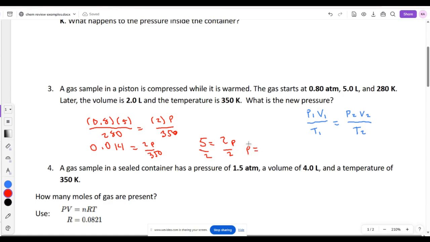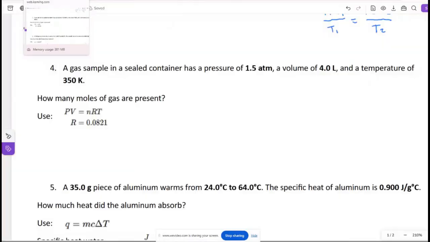So P is going to equal 5 divided by 2, which equals 2.5. I should have been able to do that in my head, but I didn't even think about it. So P equals 2.5. So our new pressure is 2.5 atmospheres. So that's how you do the combined gas law problems.